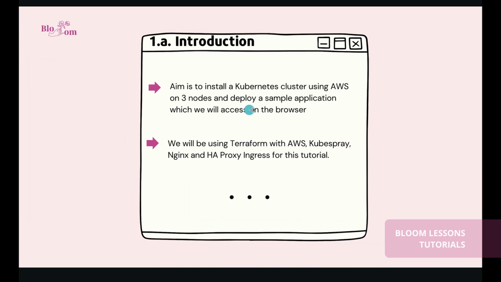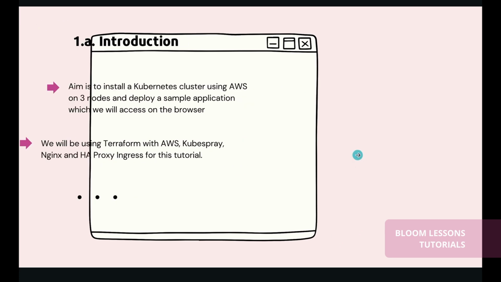Our aim is to install a cluster on AWS. We'll be using 3 nodes, 1 master node and 2 worker nodes. Our end goal is to successfully run a sample application and access it on our browser using public internet. We'll be using Terraform to set up the infrastructure, Kubespray to install the Kubernetes components, Nginx as our load balancer, and HA-Proxy as our Ingress controller.